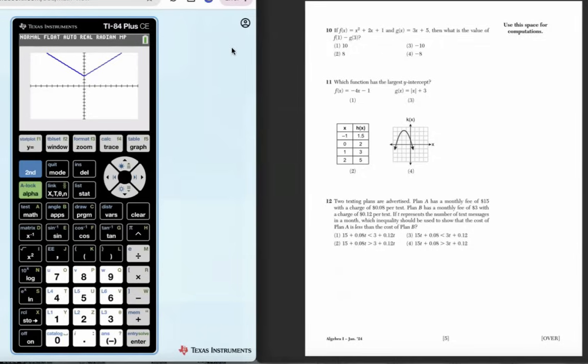So this completes the first 12 problems in the January 2024 Algebra 1 Regents. Hopefully you've learned a lot. I'm going to record another video for you with the second half of the multiple choice section. So you will have questions number 13 through 24 in that video.